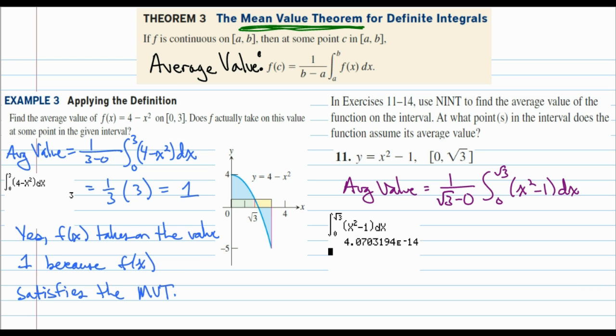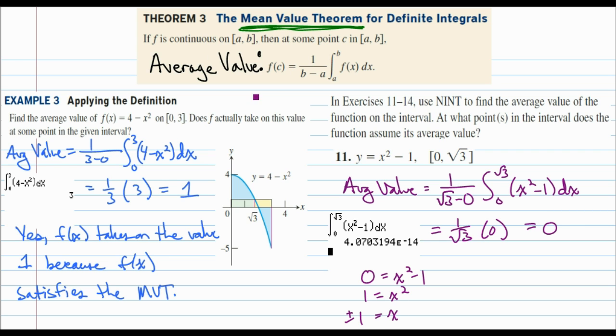That's just a kind of a calculator error there. So I get 1 over square root 3 times 0, which is 0. So the average y value between 0 and square root 3 of x squared minus 1 is 0. Now, at what points does it take on the average value? Well, let's find out. Let's set the function equal to 0 and find the x value that makes that happen.